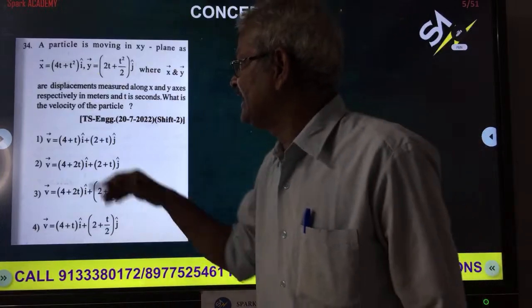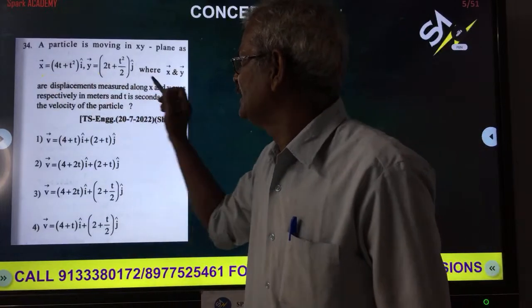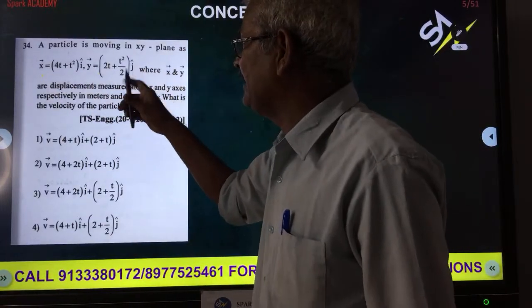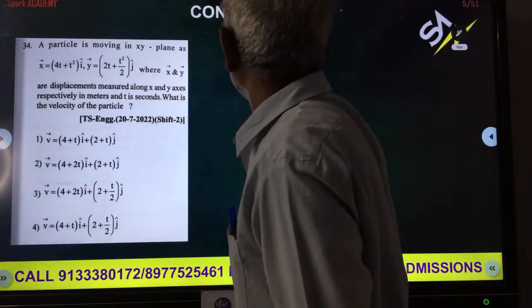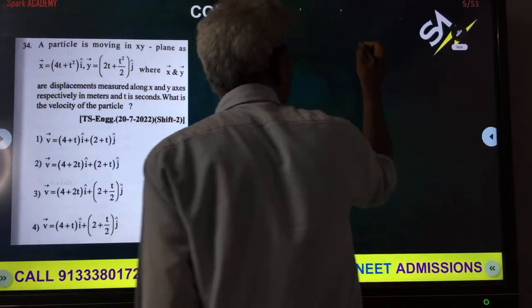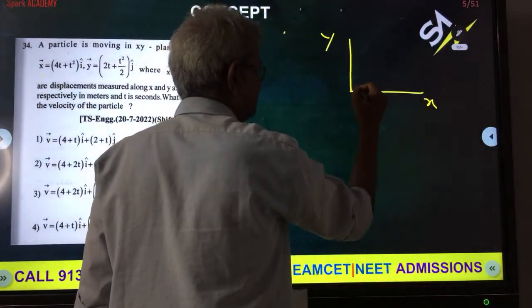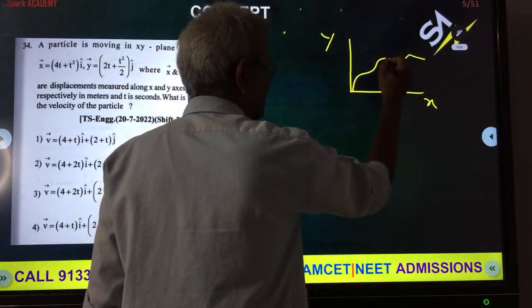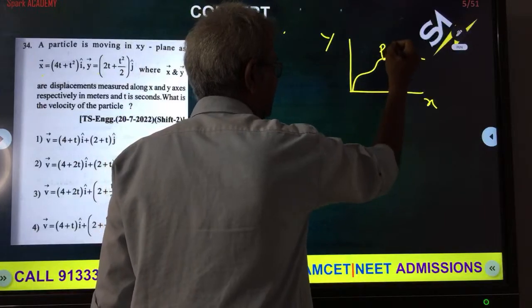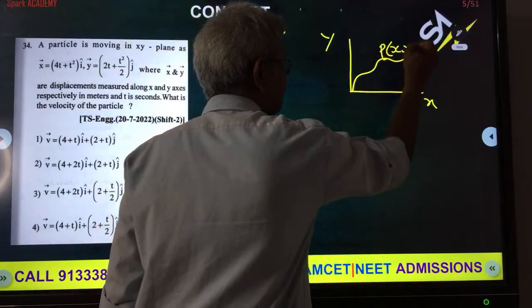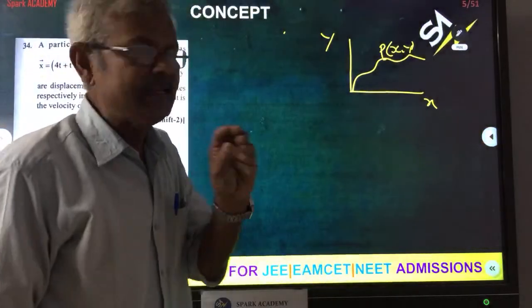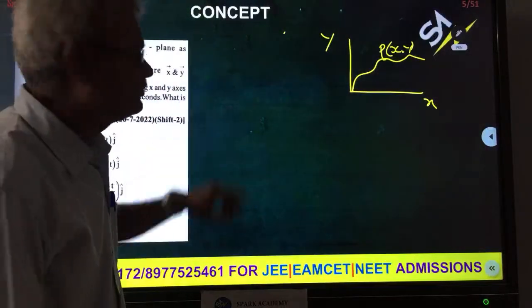Now, what I wish to say here is, the particle is having a non-linear motion. Suppose you take this as the x-axis, and this is the y-axis. The particle is going in something like this, a different path. And at any point, the particle's coordinates are x comma y. And they are not linear, they are non-linear functions of time.